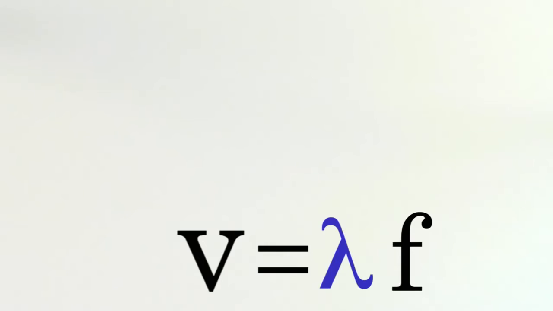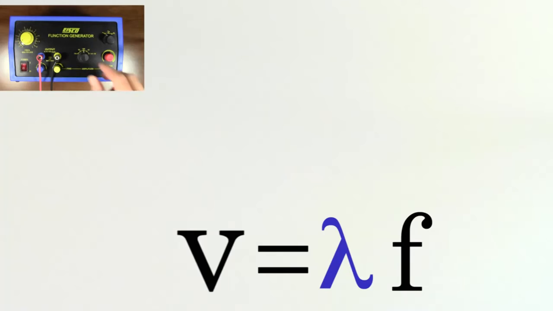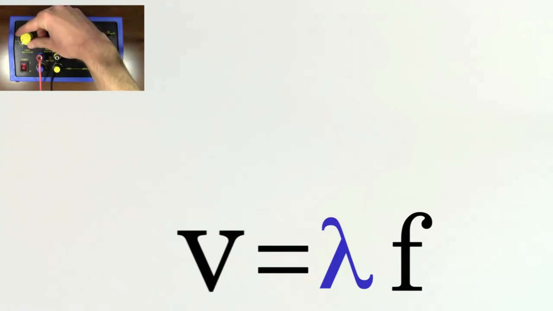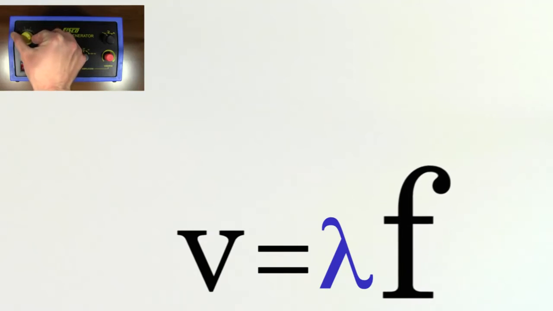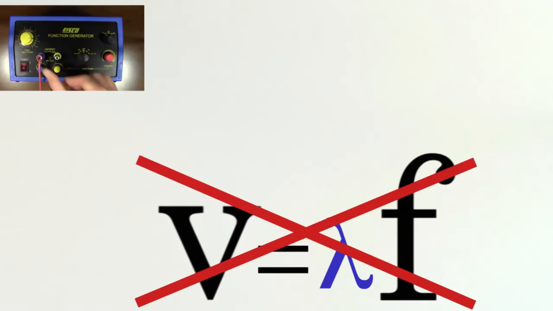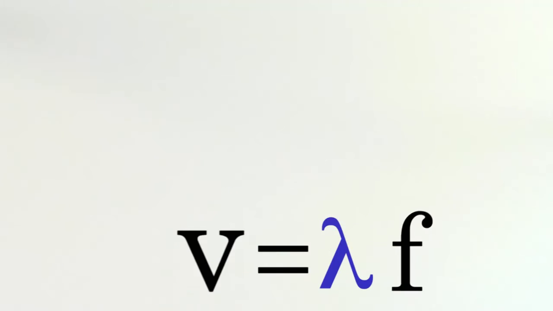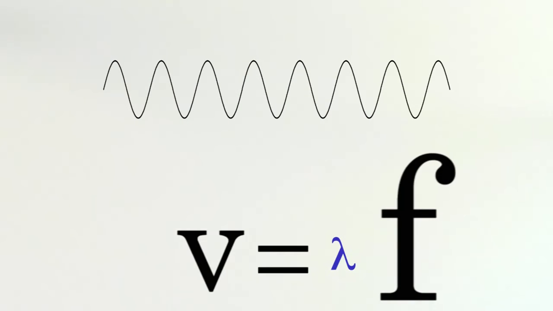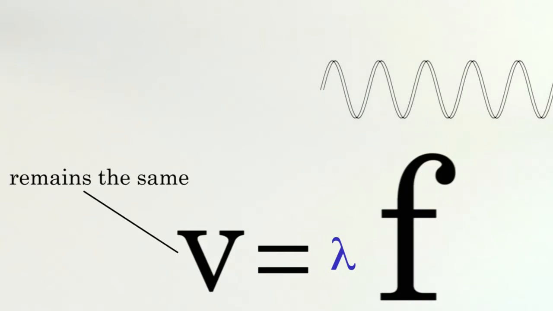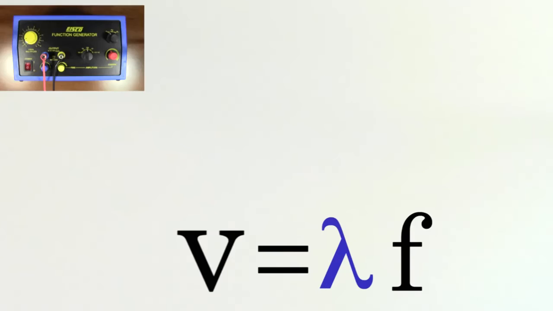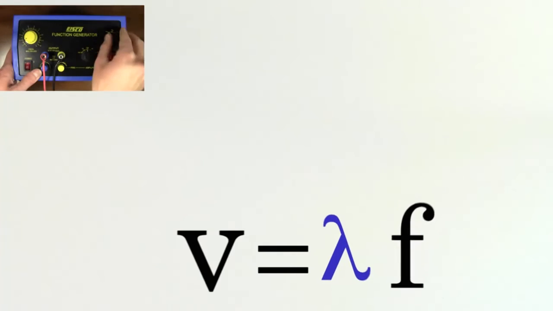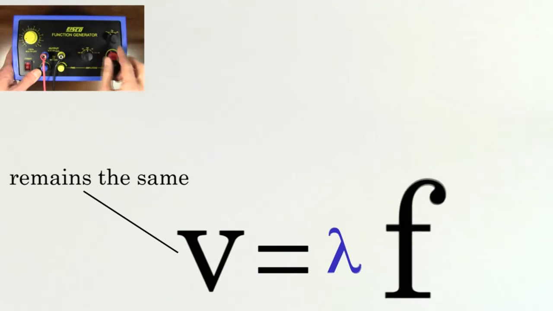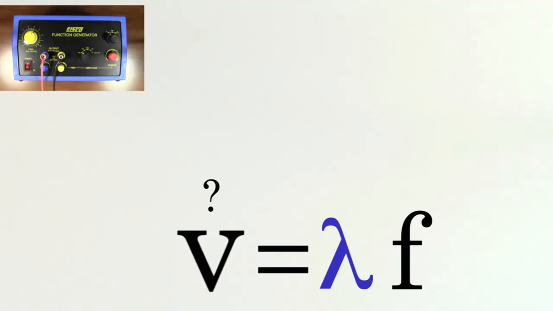Be careful. When looking at this equation, you might think that if you adjust the setting on your speaker and increase the frequency, you'd also be increasing the speed of the sound wave. But that's not what happens. If you increase the frequency, the wavelength will decrease by that same factor, and the speed of the sound wave will remain the same. In fact, there's nothing you can do to the speaker that would increase the speed of sound.